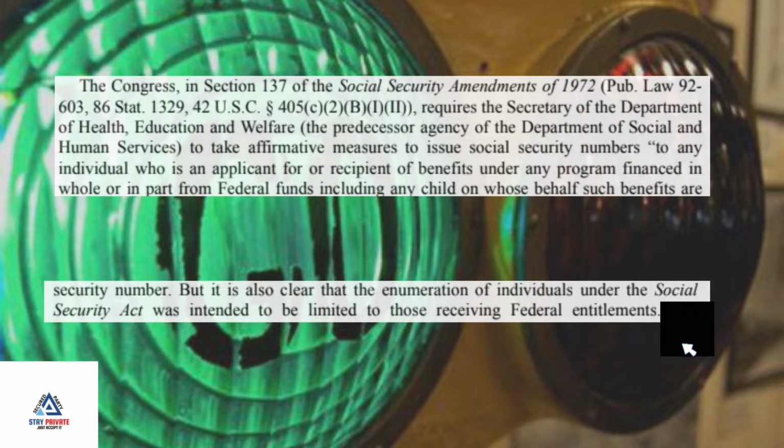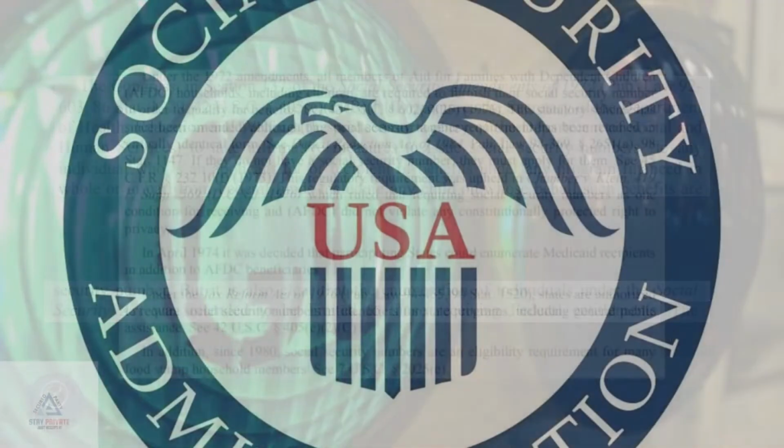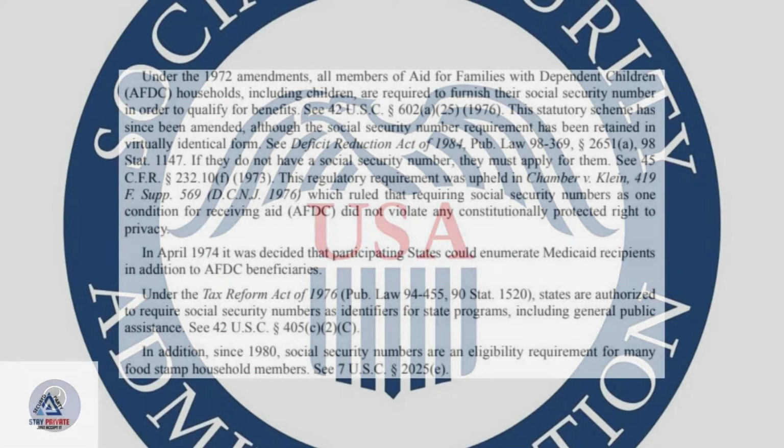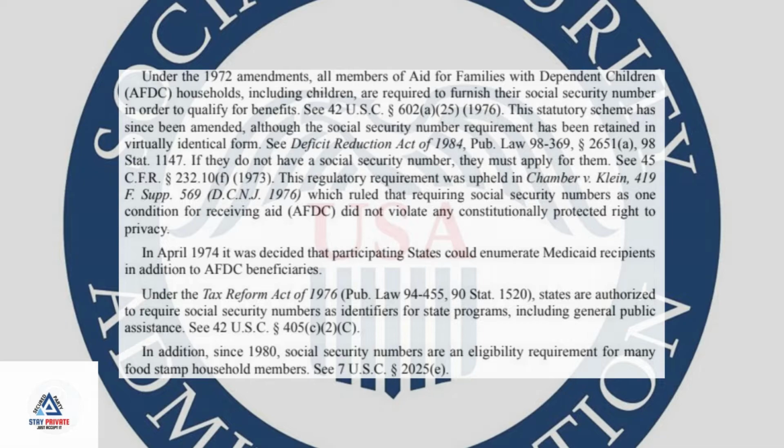But it is also clear that an enumeration of individuals under the Social Security Act was intended to be limited to those receiving federal entitlements. Under the 1972 amendments, all members of Aid to Families with Dependent Children households, including children, are required to furnish their Social Security number in order to qualify for benefits.